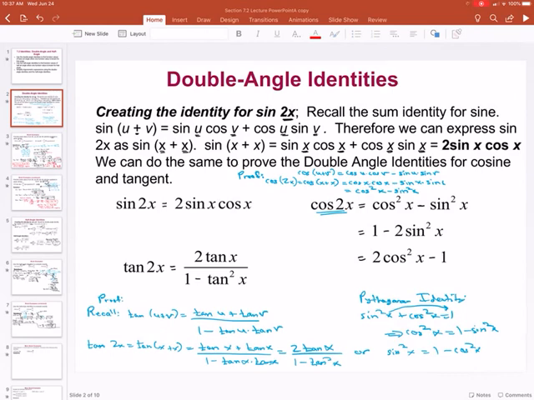Sine of 2x equals 2 sine x cosine x. Again, doubling the angle value, cosine of 2x equals cosine squared x minus sine squared x, or you can rewrite in all terms of sine or cosine using the Pythagorean identity. Double angle for tangent: tan of 2x equals 2 tan x divided by 1 minus tan squared x.